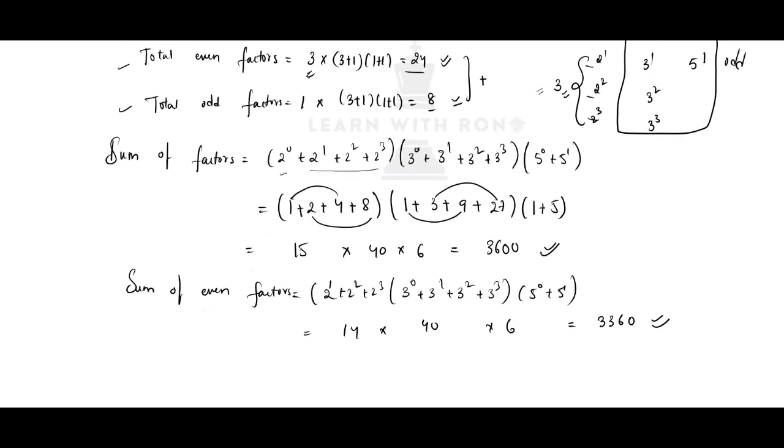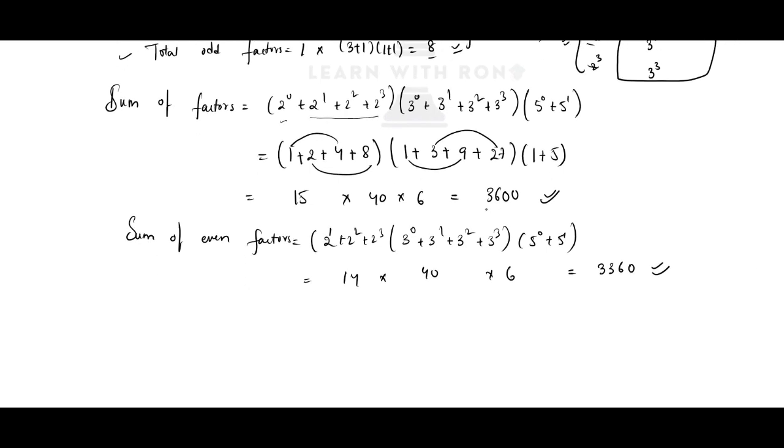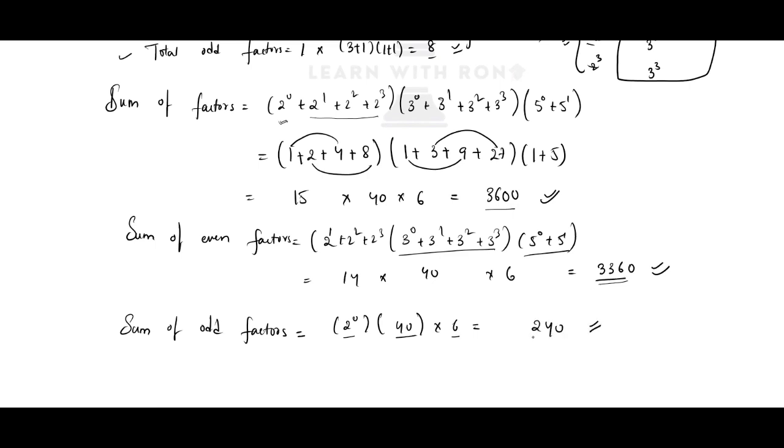Now if they ask for the sum of odd factors, you can subtract the sum of even factors from the total sum of factors and you'll get the odd factors, or you can use the simple sum of odd factors. Here we neglected this number, right? Just take that number only, 2 power 0, and you take the same, this complete, this complete. So 40 multiplied with 6. So this is 2 power 0 is 1, 4 times 6 is 24. So you got 240. See here, 3360 plus 240, you are getting 3600.